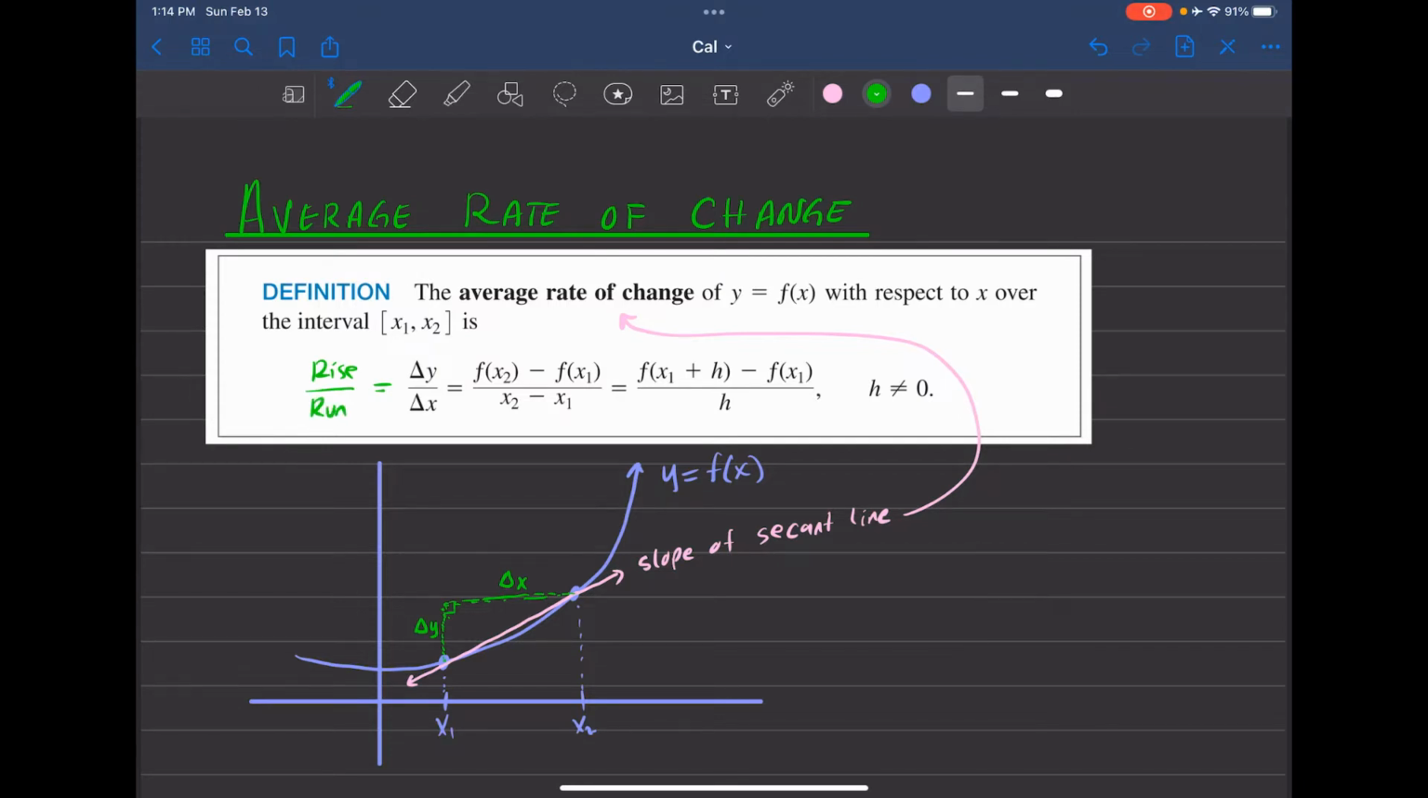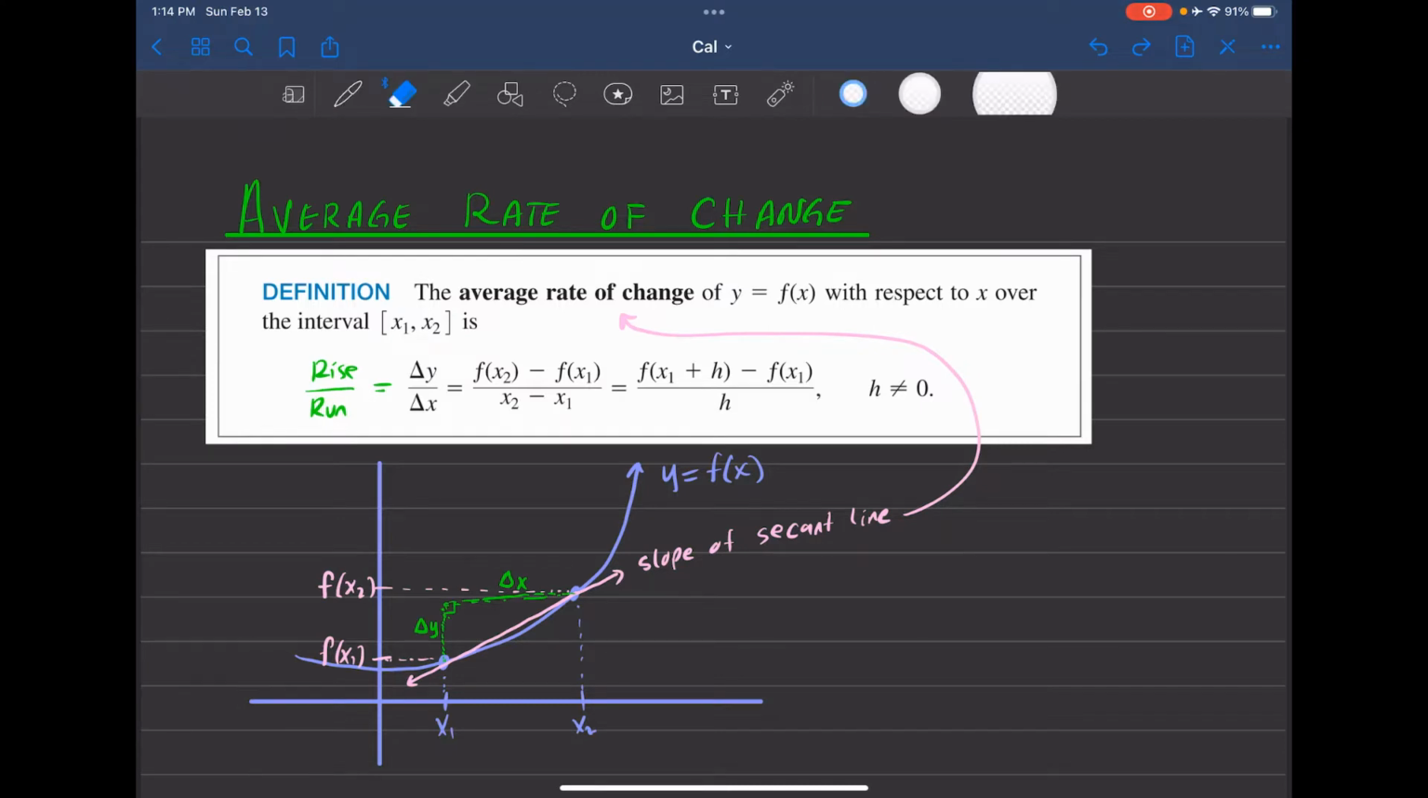So the way you're going to find that change is, so we know the first point was x1. That means this point right here is the function evaluated at x1. So that's f of x1. Then the y value of the second point right here would be f of x2. So that's what we have, f of x2 minus f of x1 divided by the change in the x direction. That's x2 minus x1.